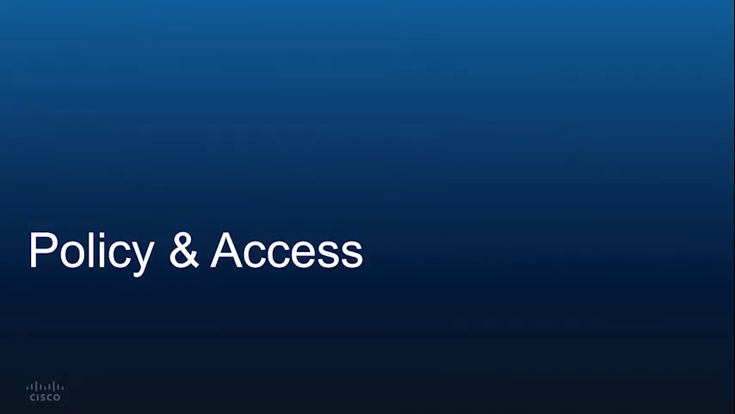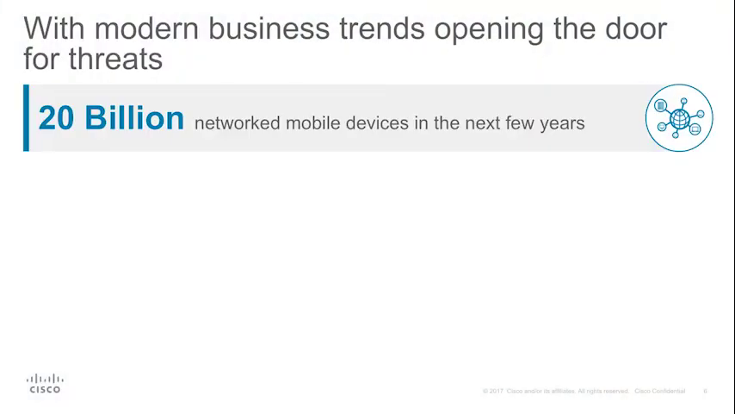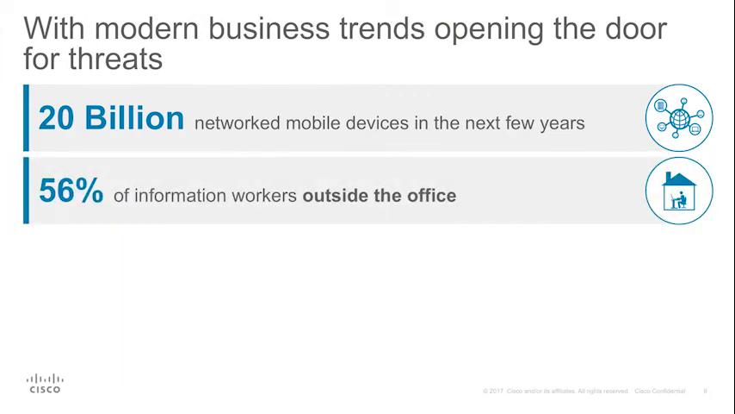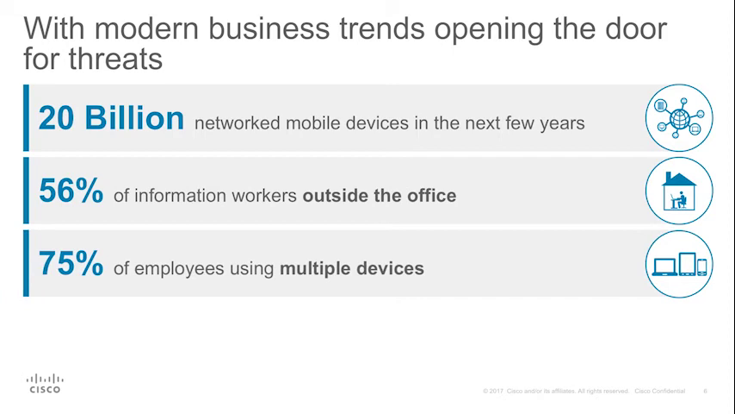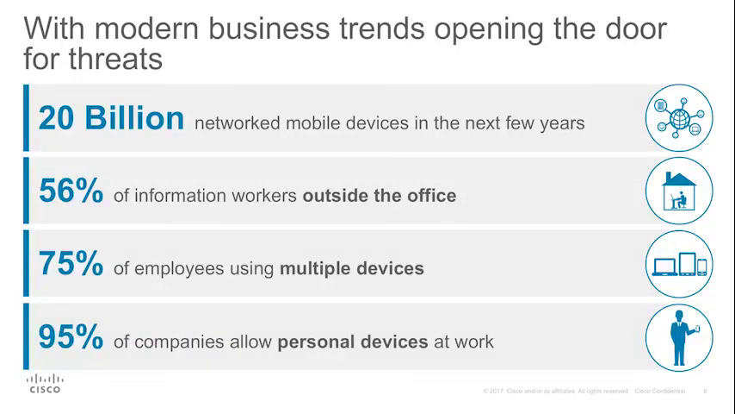Policy and access. Over the next few years, the total number of mobile devices will total 20 billion. 56% of employees work outside of the office, and 75% of employees use multiple devices for work-related tasks. These devices will need consistent access to the network. And it's not simply work-sanctioned devices connecting to the network. 95% of companies allow workers to use their own personal devices. This means that it's harder than ever for organizations to see who and what is on their network.